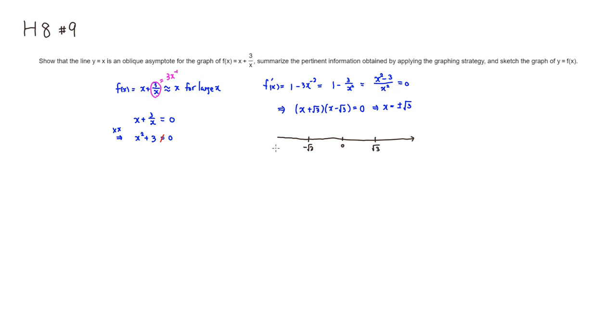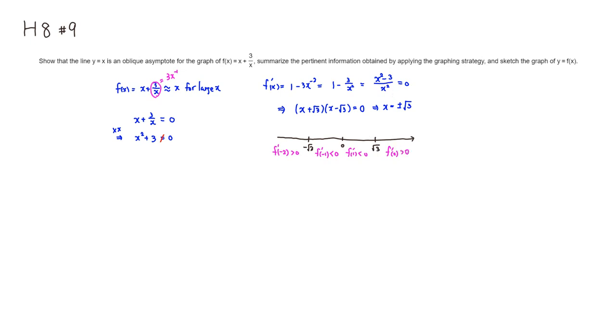Alright, so if you try something less than negative square root of 3, like negative 2, negative 2 squared minus 3 is positive there. Anything between negative square root of 3 and 0, we can try f prime of negative 1. Negative 1 squared is 1, minus 3, so it's negative there. f prime of 1 is still negative. f prime of 2 is going to be positive.